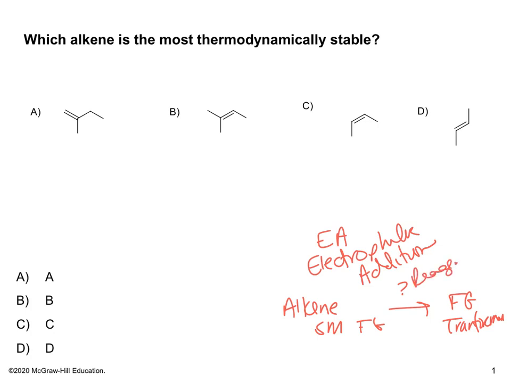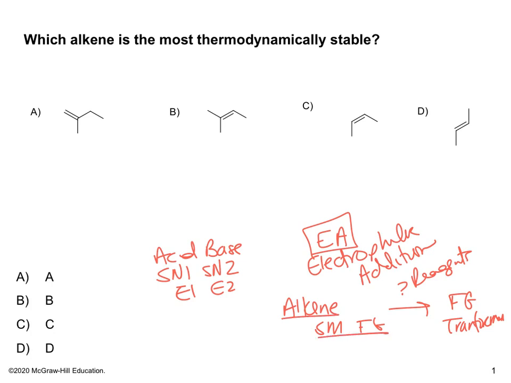reagents. And you're going to see that the mechanism, and we've talked about mechanisms, we've talked about acid-base reactions, we've talked about SN1, SN2, E1, E2, and now we're going to talk about EA, electrophilic addition. And your starting material for these are alkenes. Your starting material for SN1, SN2, E1, E2 was an alkyl leaving group. So we're talking an sp3 carbon with some kind of leaving group attached, lots of times a halogen.